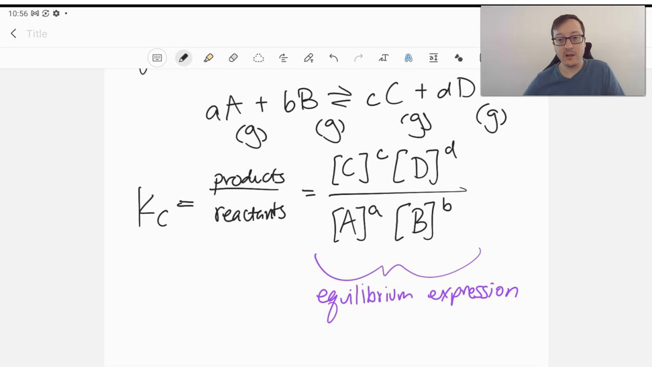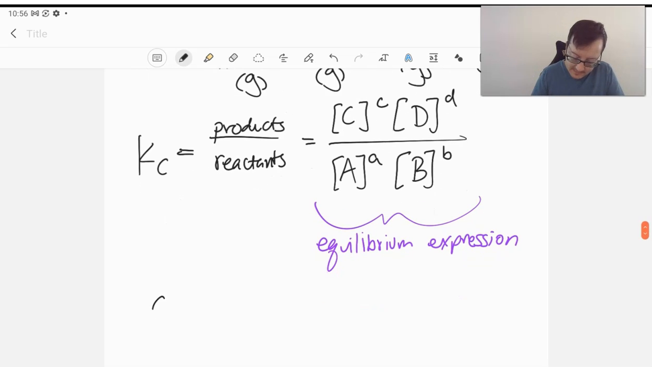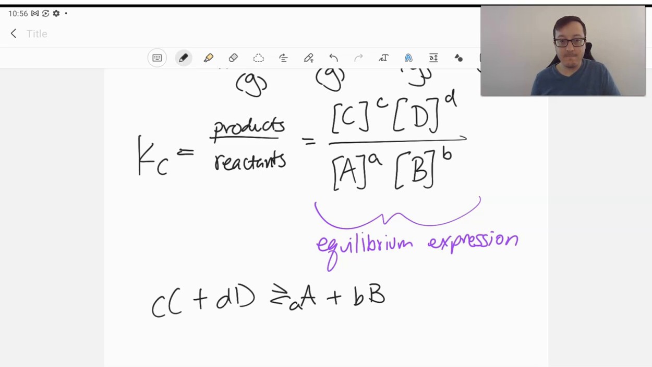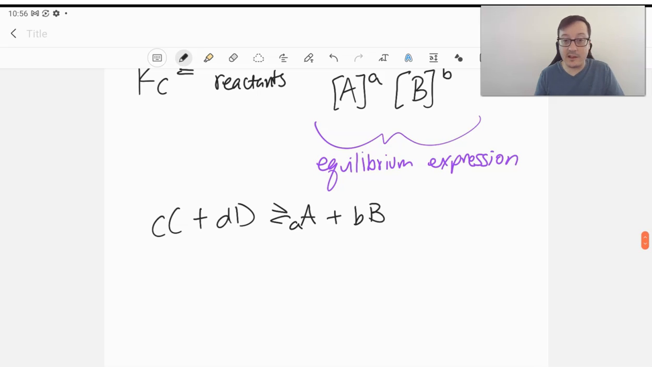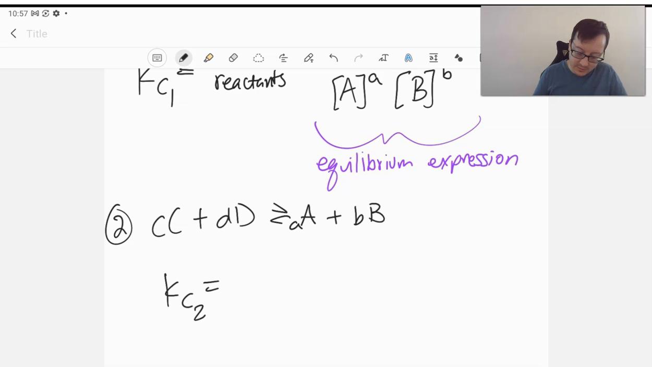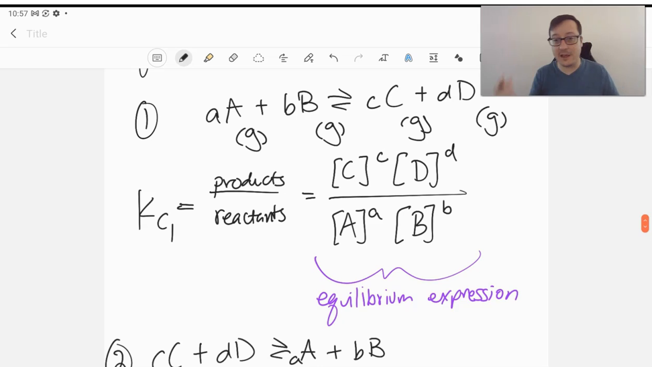Perhaps not too bad. If we think about instead, cC plus dD turns into aA plus bB, well, our new equilibrium expression would be simply the inverse of our previous one. It simply depends which way we're looking at this reaction. Whichever set we decide to call reactants, whichever set we decide to call products, it doesn't matter. We'll have a different Kc. I'm going to just say this is Kc1 and Kc2. This is reaction 2, this is reaction 1. They're the same reaction, but in reverse.